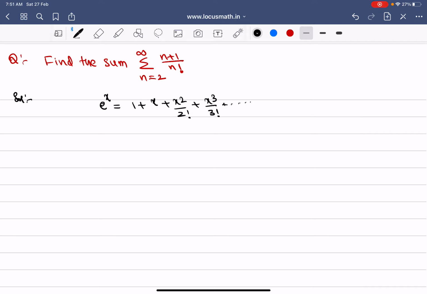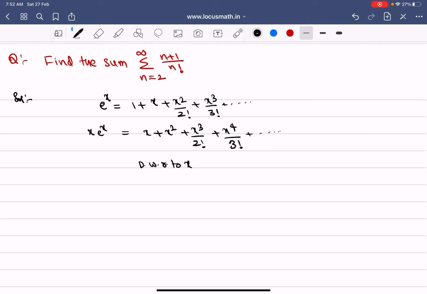Now multiply throughout this expansion with x, then x e power x is equal to x plus x square plus x cube by 2 factorial plus x power 4 by 3 factorial plus etc. Now differentiate it with respect to x.